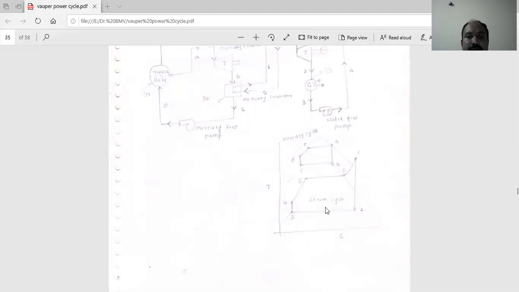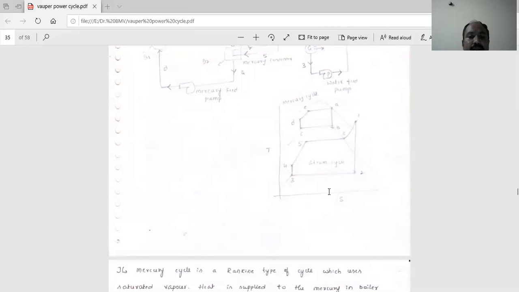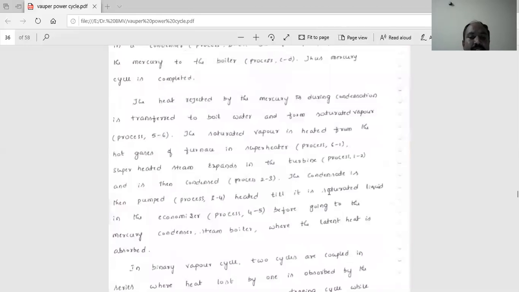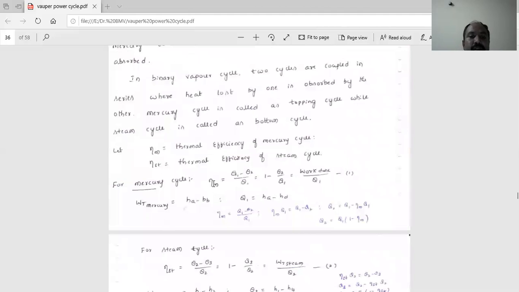This is the TS diagram. The upper diagram is the mercury cycle, and the lower diagram is the steam cycle. Now we have a simple expression. Mercury cycle efficiency is equal to (Q1 minus Q2) divided by Q1. Cross multiplying, efficiency of mercury into Q1 is equal to Q1 minus Q2. So Q2 is equal to Q1 minus efficiency of mercury into Q1. Taking Q1 as a common term, Q2 is equal to Q1 times (1 minus efficiency of the mercury cycle).